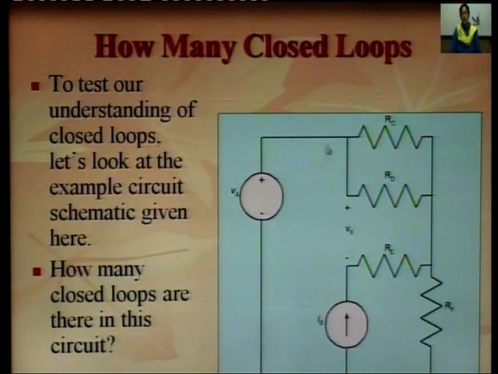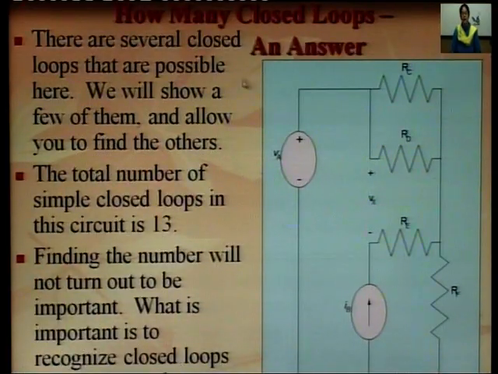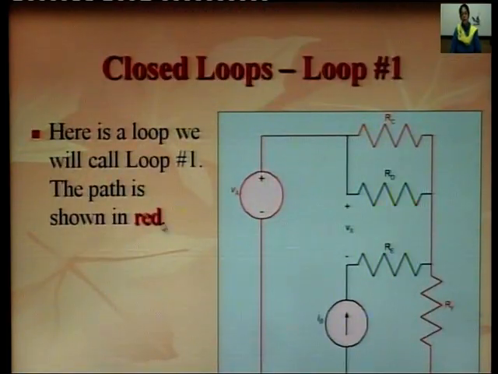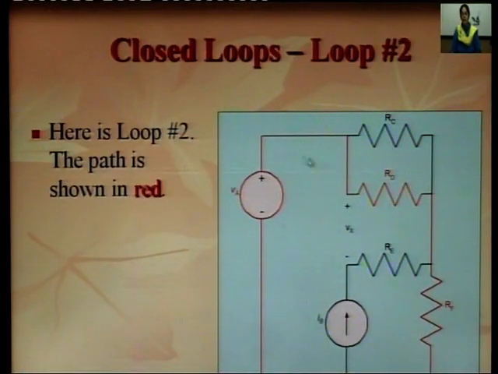So an example now, how many closed loops are there in this diagram? In this circuit diagram, to test our understanding of closed loops, let's look at the example circuit. How many closed loops are there in this circuit? So there are several closed loops that are possible here. Many closed loops are possible. We will show a few of them and allow you to find the others. Just see here, the first loop, we will call loop 1. This path is shown in red. So that is one loop. Second loop, this path. Now we left out the upper part, we are following this path. So this red closed path can be the second loop.